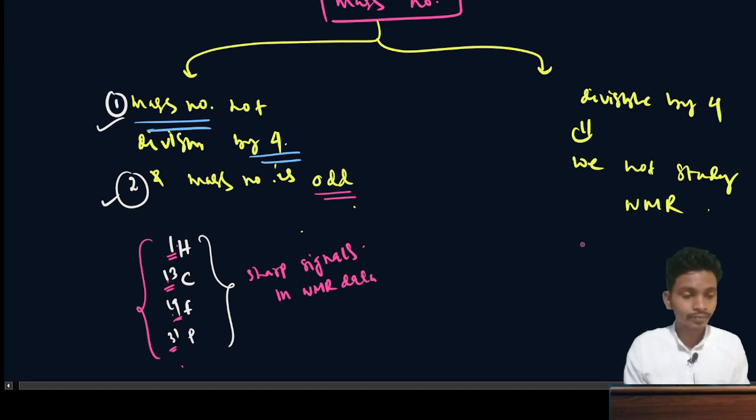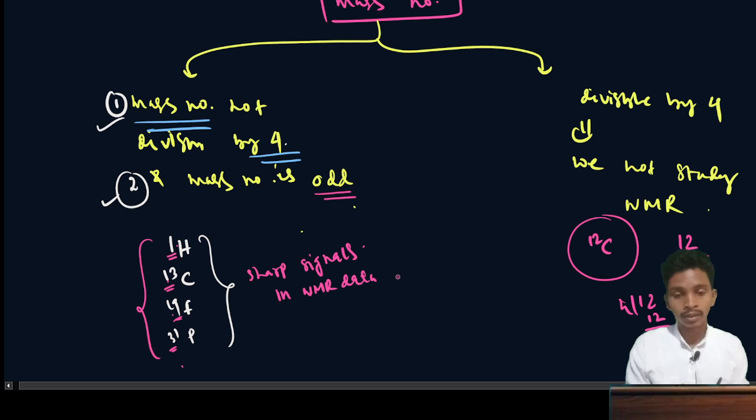And if it is carbon 12, this mass number 12 is divisible by 4. If you divide by 4, we get 0 remainder, so it is completely divisible by 4. Here we will not get NMR data. This is nuclear inactive, as we discussed in the previous class. Also, in the lab we get only this type of NMR. Why? Because only here do we get sharp signals, which give useful information for characterization. So this type of NMR we generally get in the chemistry lab.